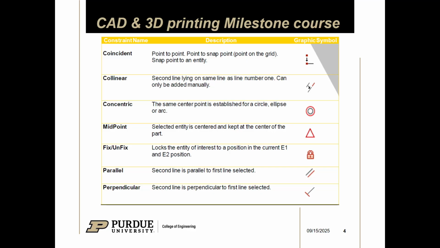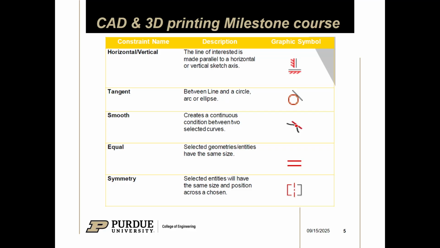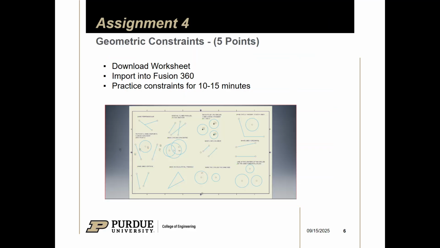There's going to be one time that we're going to be using it, in the next assignment, but it's just showing you how it works. But for the most part, I generally avoid using this constraint. Other than that, most of these are all free game. So there's also these: horizontal, vertical, tangent, smooth, equal. Symmetry is pretty cool. But yeah, we're just going to jump right into it.